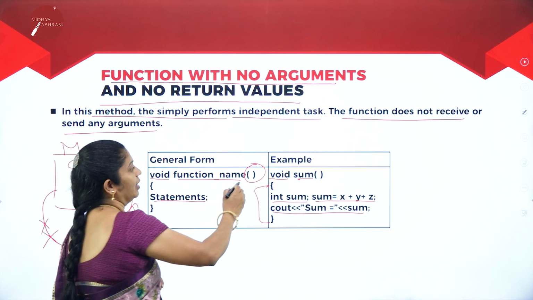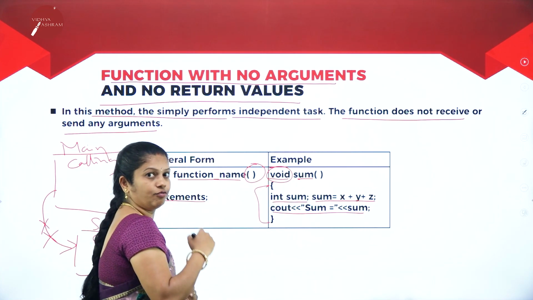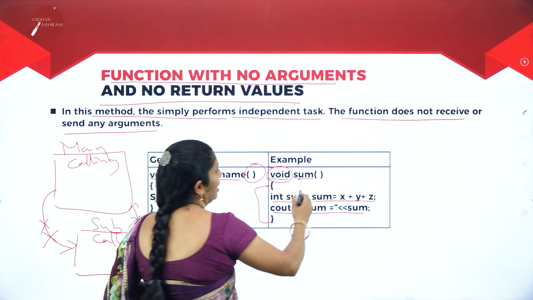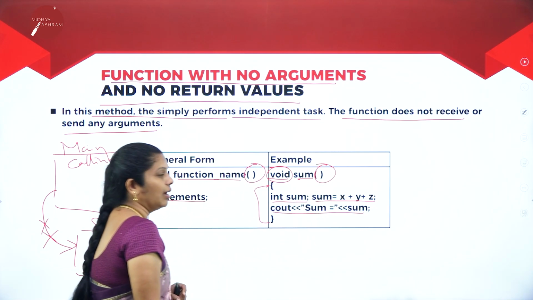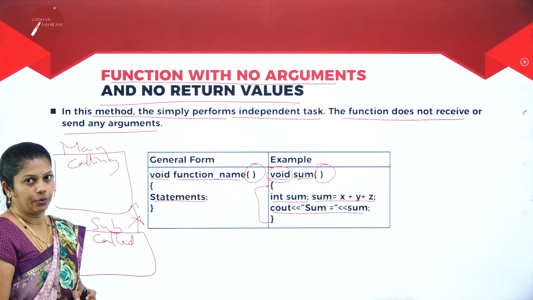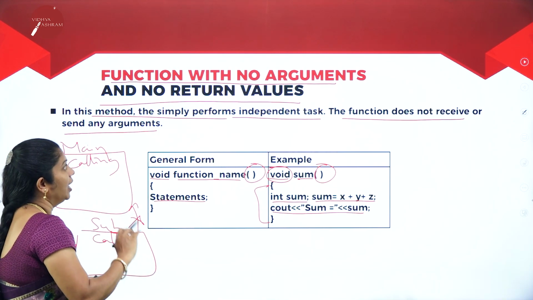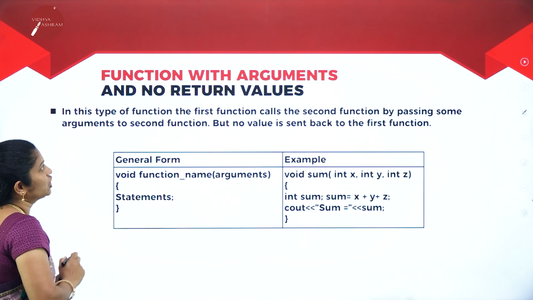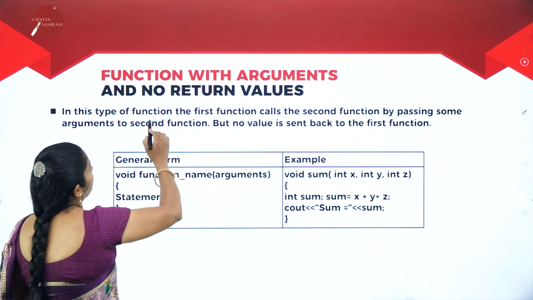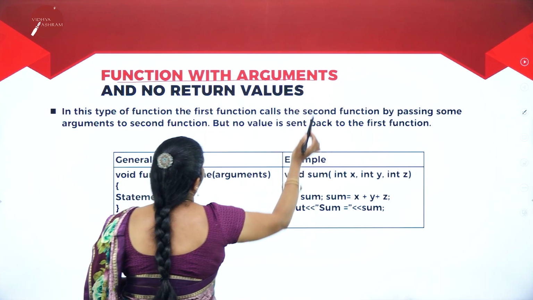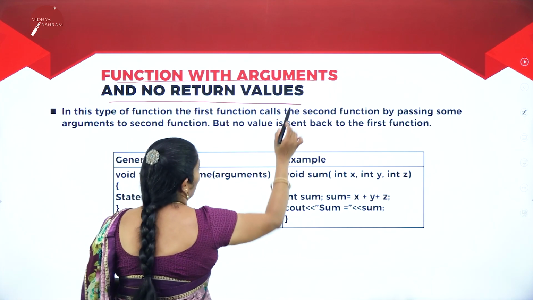It means that here no values are passing from the subprogram to the main program, as well as from the main program to the subprogram. This is nothing but functions with no arguments and no return value. Next, we'll move on to the next one, that is functions with arguments and no return values.